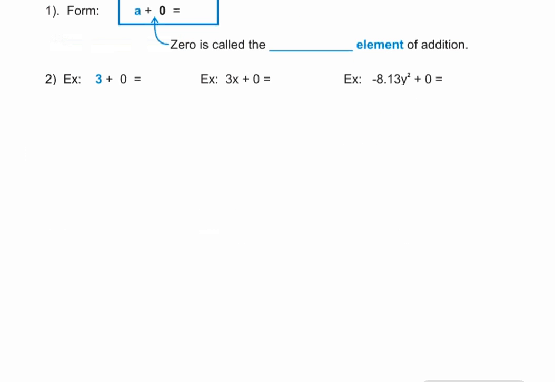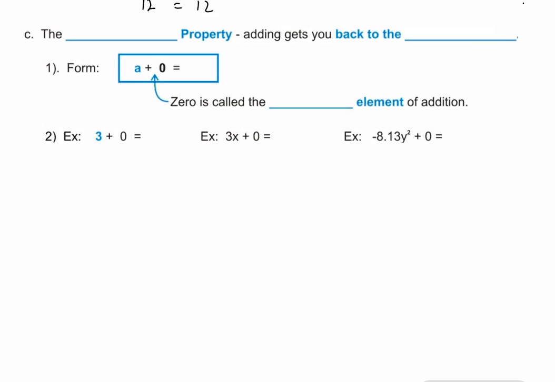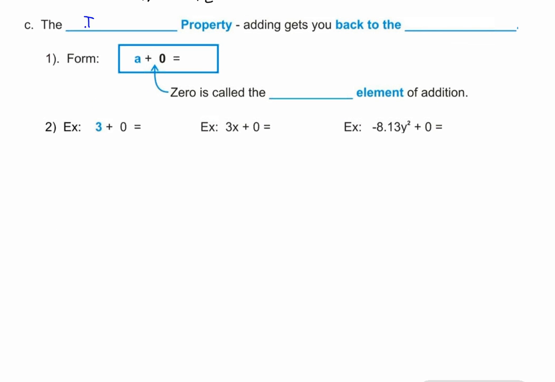Okay, next one is the identity property. Identity. I-D-E-N-T-I-T-Y. Identity. All you DeLorean fans like this one because it's back to the original. Back to the original. What did that have to do with the DeLorean? Back to the future, yes. All right. So back to the original.